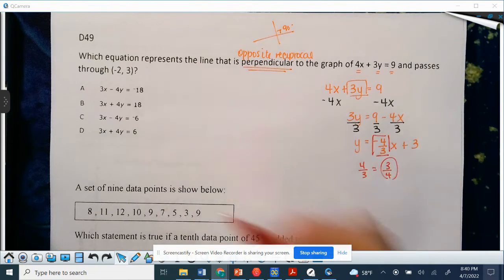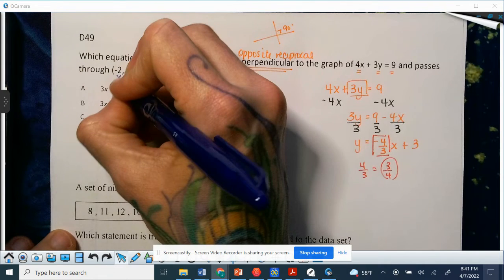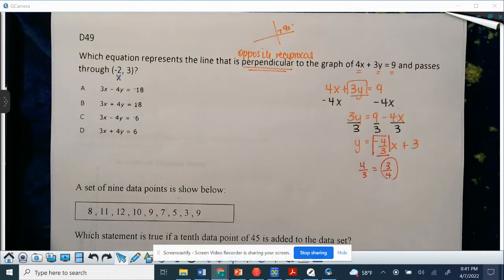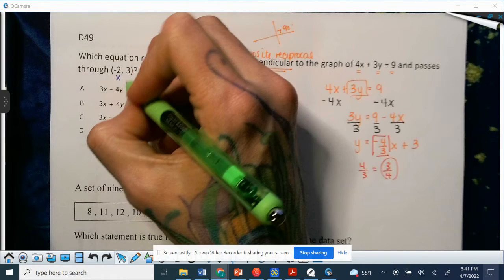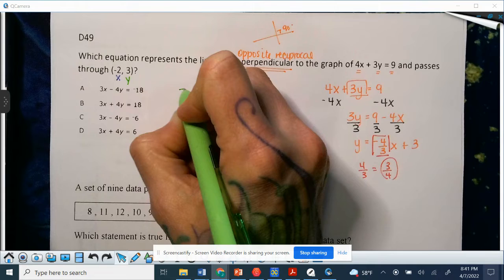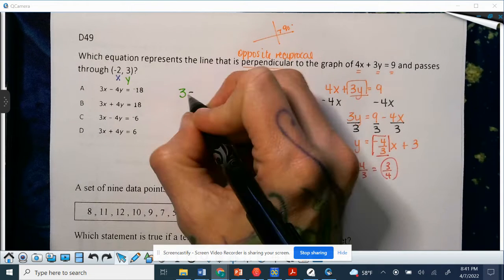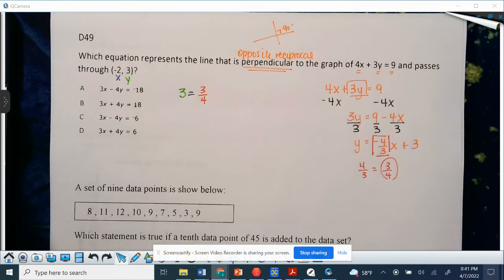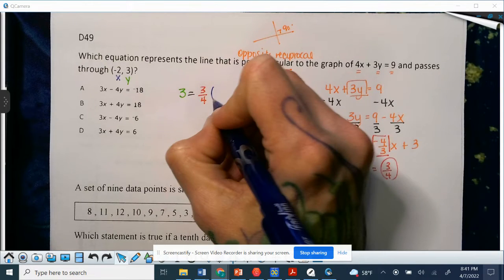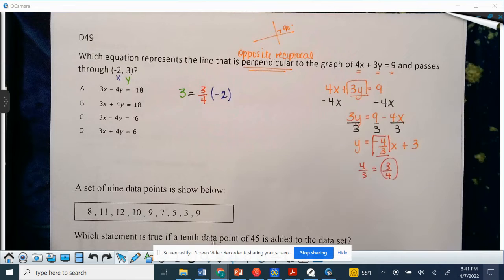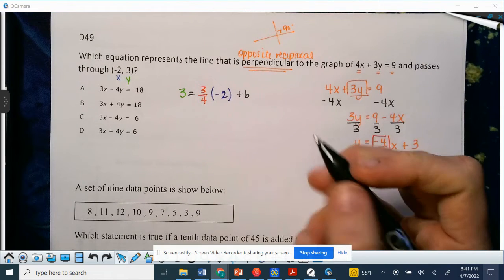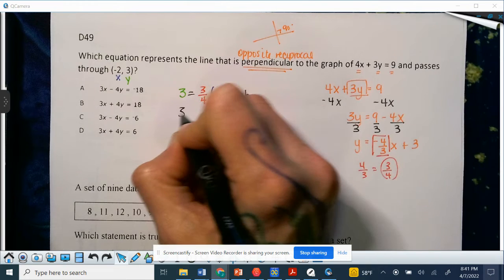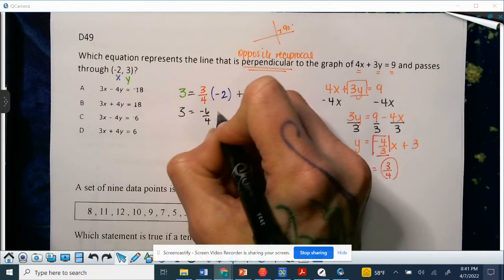It needs to pass through our negative 2, 3. So that's x. Let's see if I can use another color to make sure we're keeping up with what I'm doing here. And then y. So we have 3 equals our perpendicular slope, 3 over 4, times negative 2, plus b, because we don't know what the y-intercept of our new equation is. So that's going to give me 3 equals negative 6 over 4 plus b.